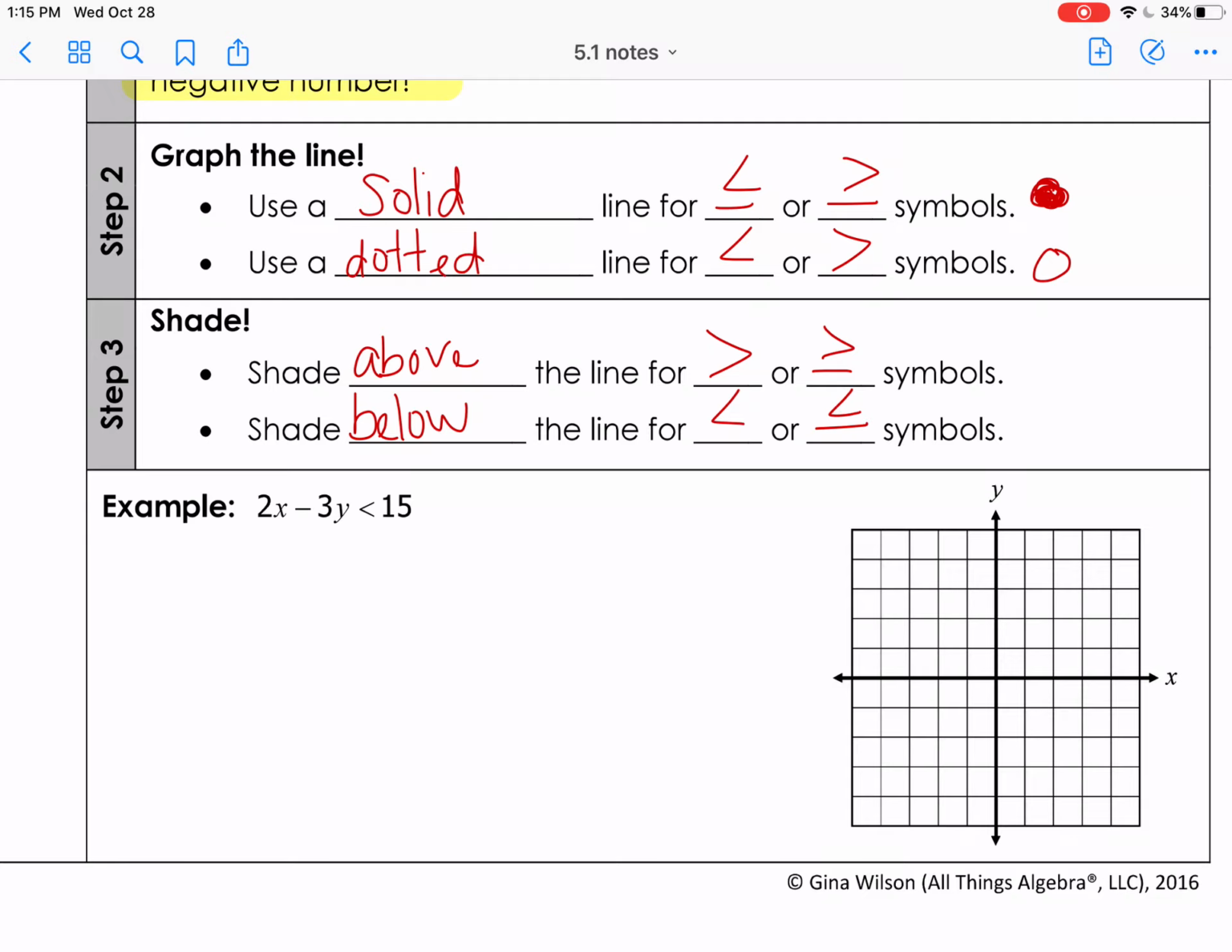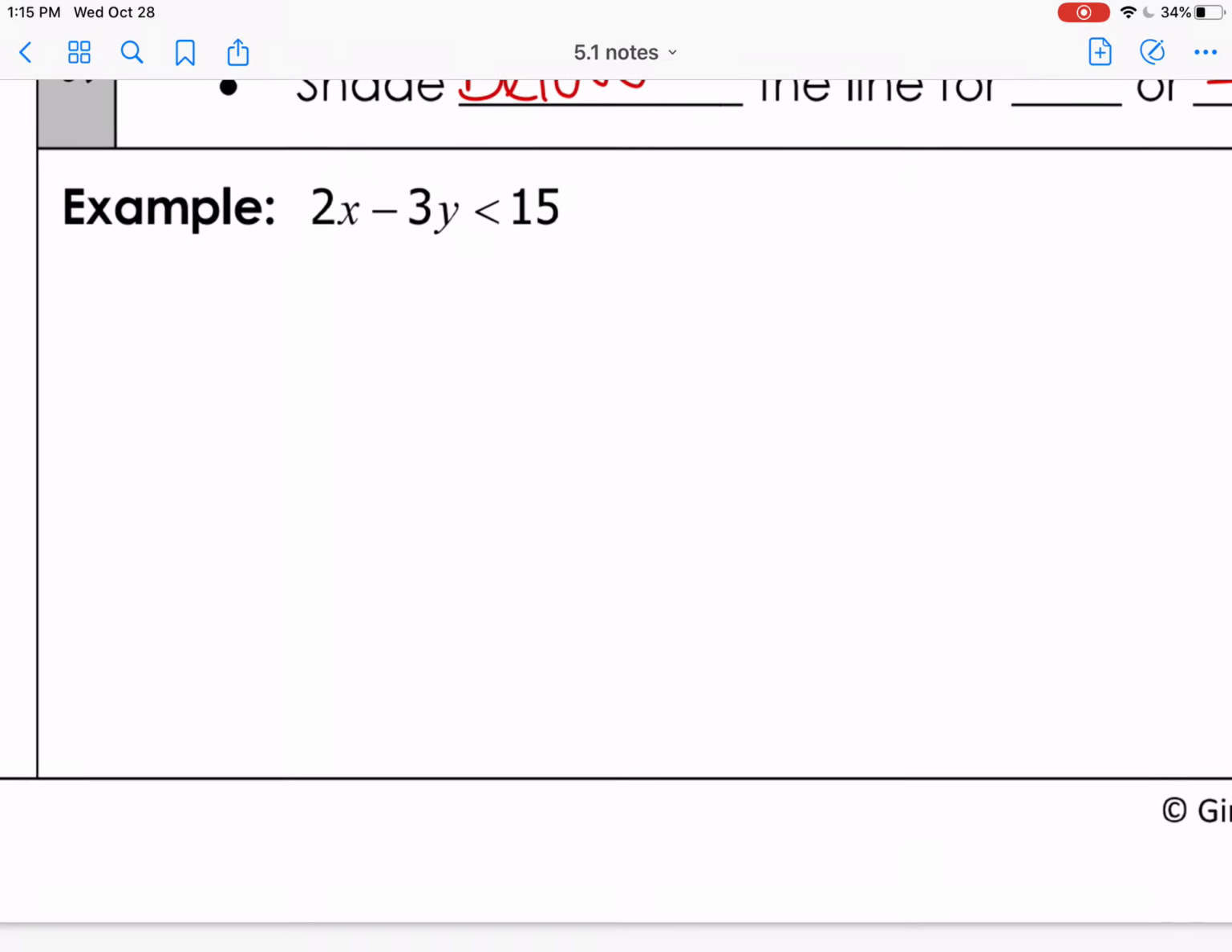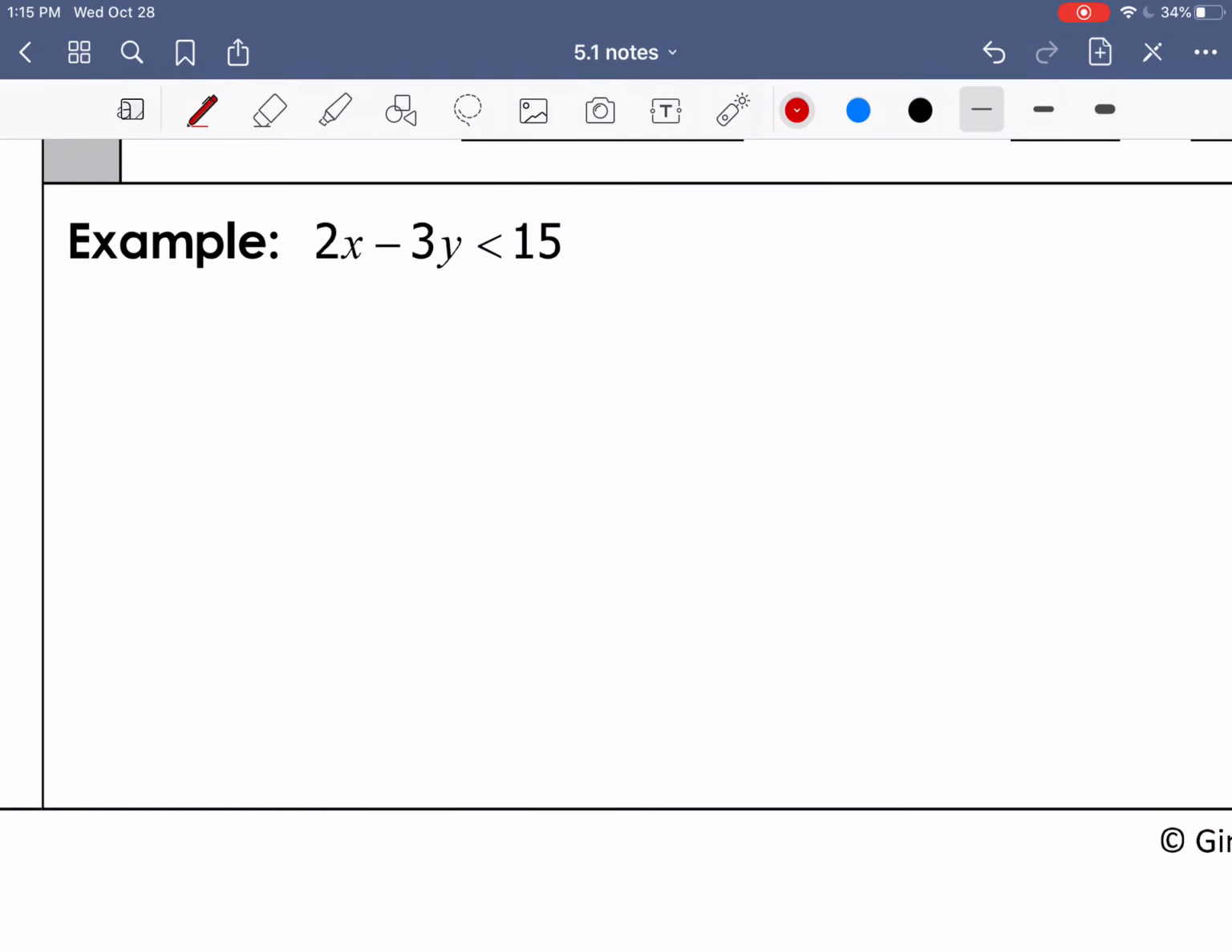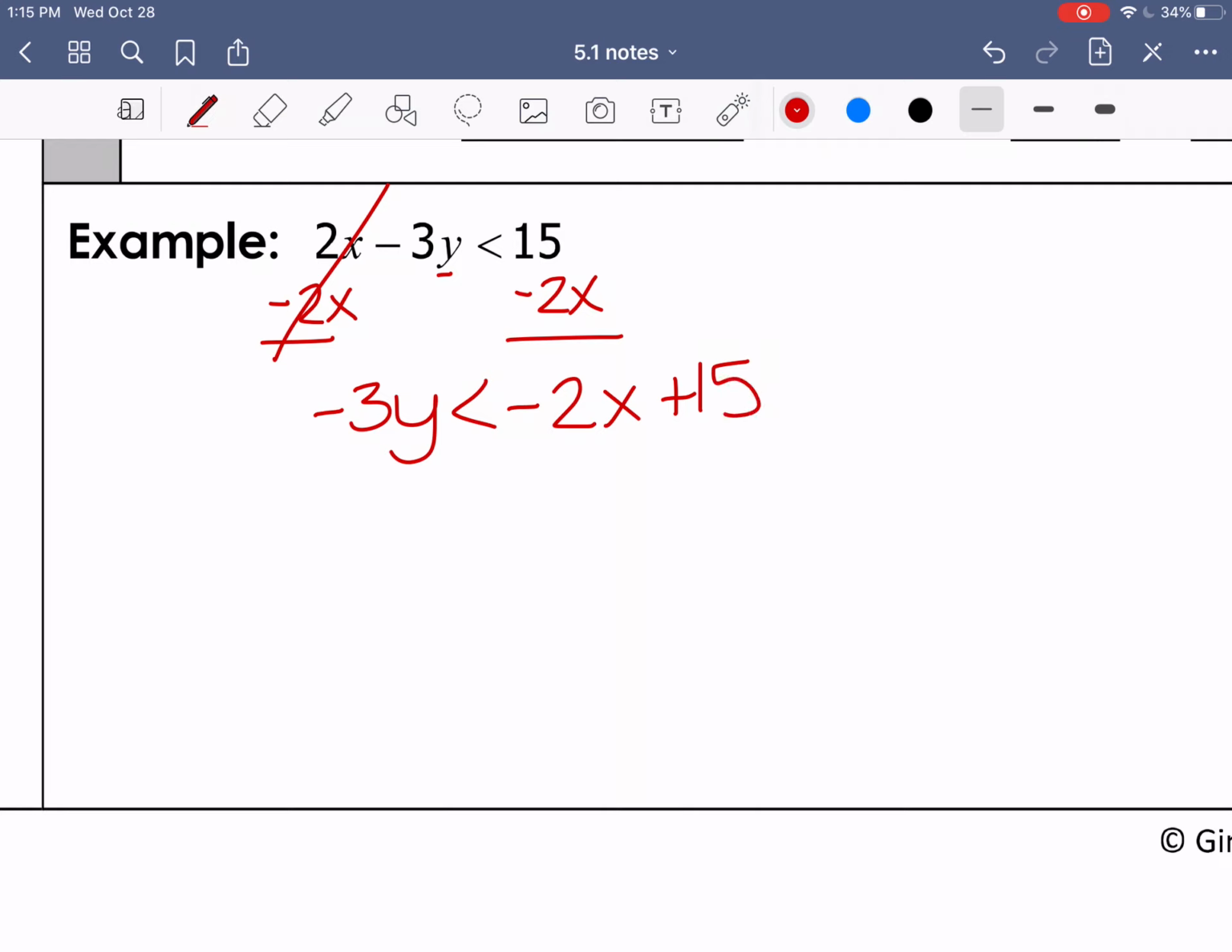So first example is going to follow all 3 steps. So step 1 says be sure to put the inequality in slope-intercept form. So remember, we're going to solve for y, which means we're going to bring the x over to the other side. The 2x's cancel, and we have negative 3y is less than. We need to write our x value first, followed by the 15. And our last step is to divide every number by a -3, so our y is isolated.